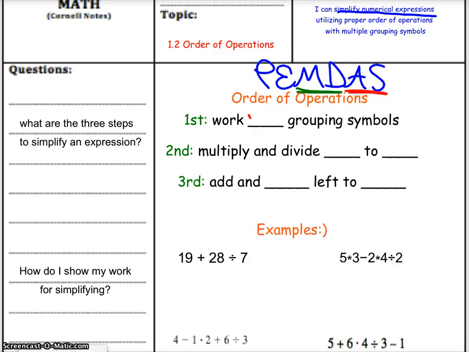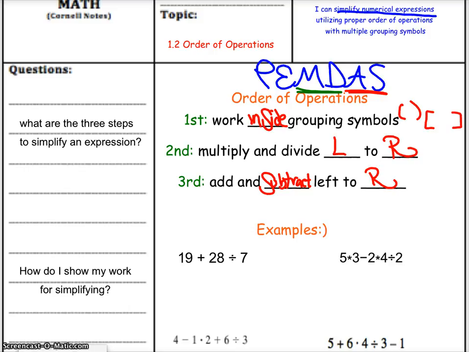So the first thing you want to do is work inside grouping symbols. A grouping symbol is either a parenthesis or brackets. Those are grouping symbols. They're putting groups of numbers together. And then you will multiply and divide left to right. And finally, you will add and subtract, left to right.